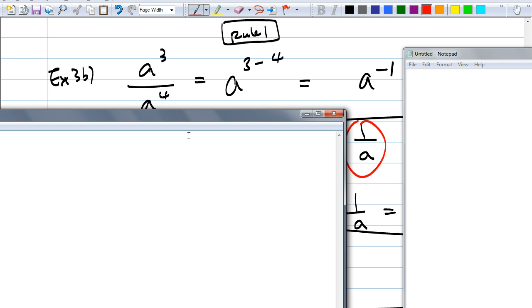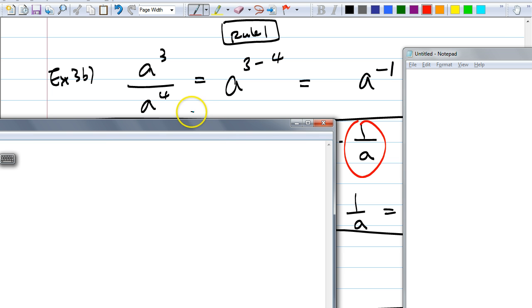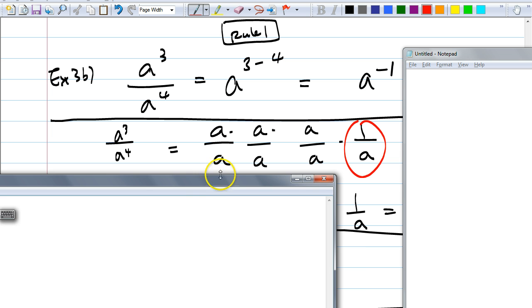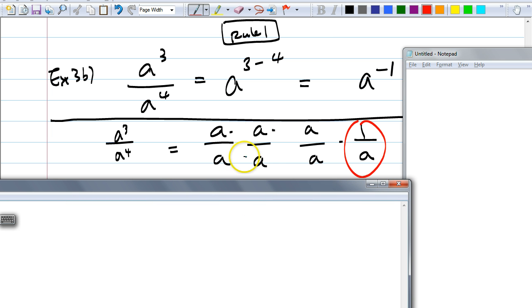But why? How does that become that? When in doubt, write it out. How many a's do I have on the numerator? I have a to the 3rd over a to the 4th. Let's just write it out since we don't really understand why it's 1 over a. How many a's on the denominator? 3 over 4. So isn't it a over a times a over a times a over a times 1 over a?